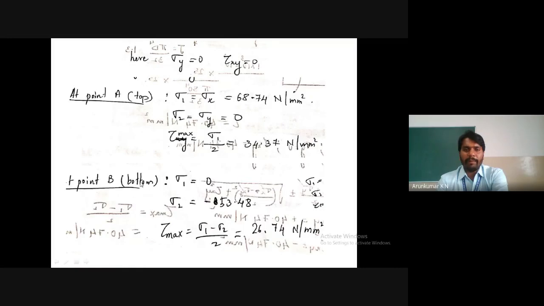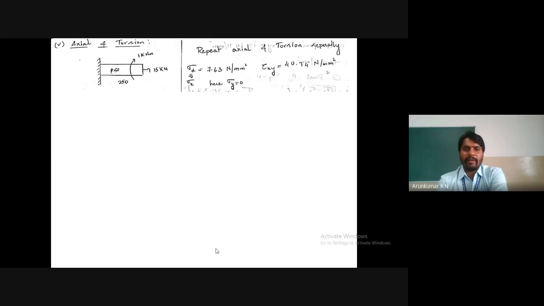Same thing at point B, we have taken sigma 1 as 0 and sigma 2 as sigma x, because they are arranged in such a way that sigma 1 is greater than sigma 2. So algebraically we need to assign it, right? If I assign sigma 1 equal to sigma x, this will become negative. This will become the lesser value, which will not hold good. So take this as 0 and assign sigma 2 equal to sigma x. Again tau maximum is sigma 1 minus sigma 2 by 2. Clear? Next, the last problem.